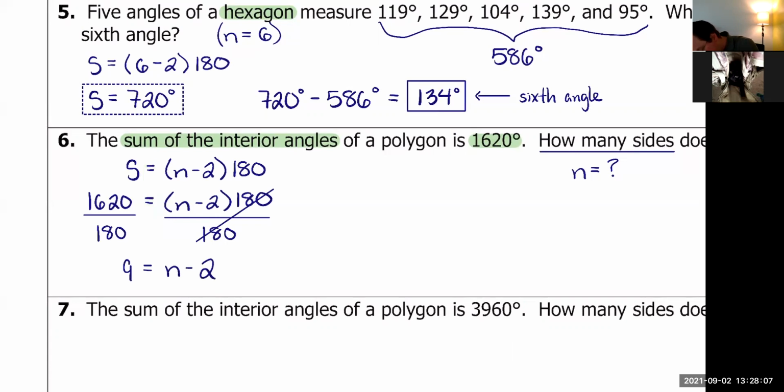I'm going to clean up my notes here because otherwise it'll drive me crazy. So 9 equals n minus 2. How do you finish solving this one? Get n by itself. To do that, add 2 to both sides. So I get 11 equals n.